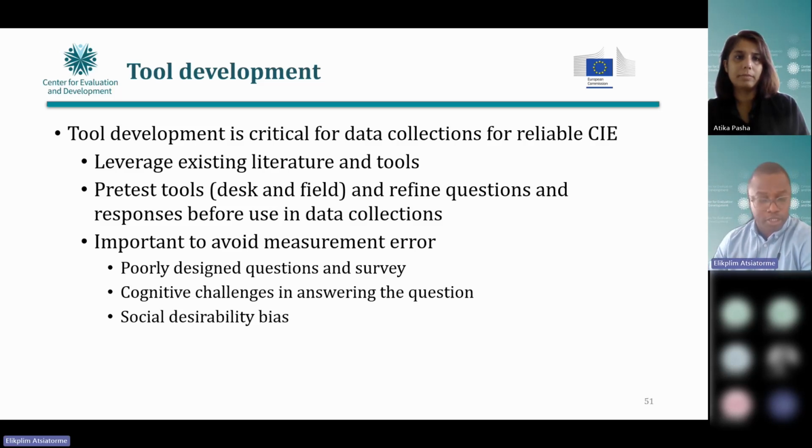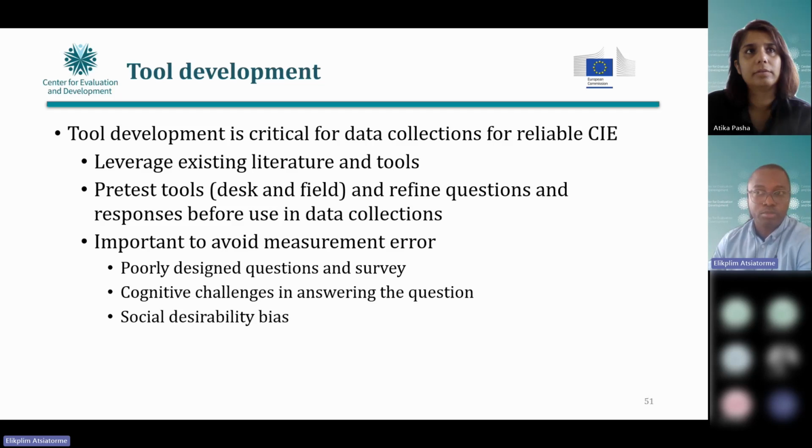And so in terms of the data quality itself, we stressed also that tool development is critical in terms of the quality of the data that you collect. And so you need to make sure that the tool in itself is of good quality. For you to do that, you need to leverage existing literature and tools. What you don't have to do is reinvent the wheel, but go back to basics, read what has already been said about the indicators, and try to get indicators from there. Once you don't find any, then you can construct one on your own to measure your different indicators.